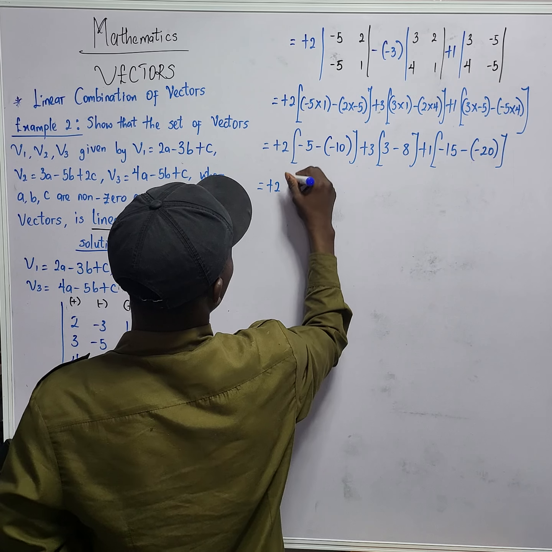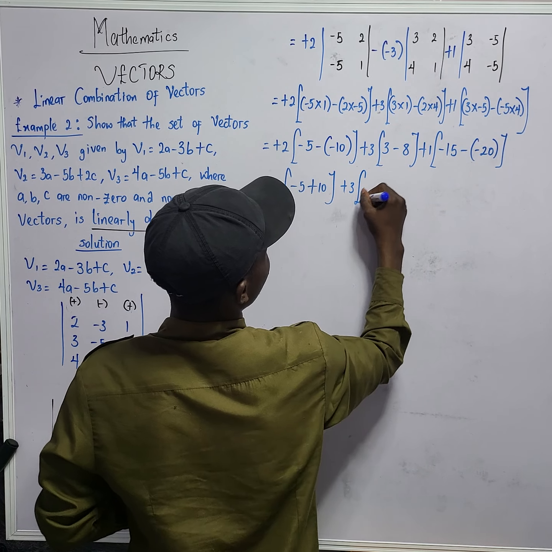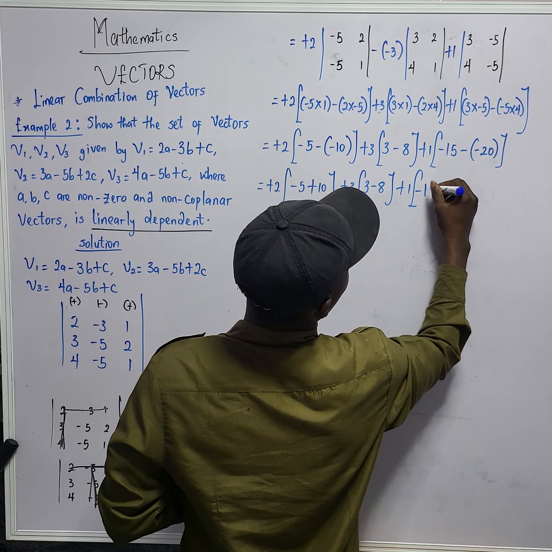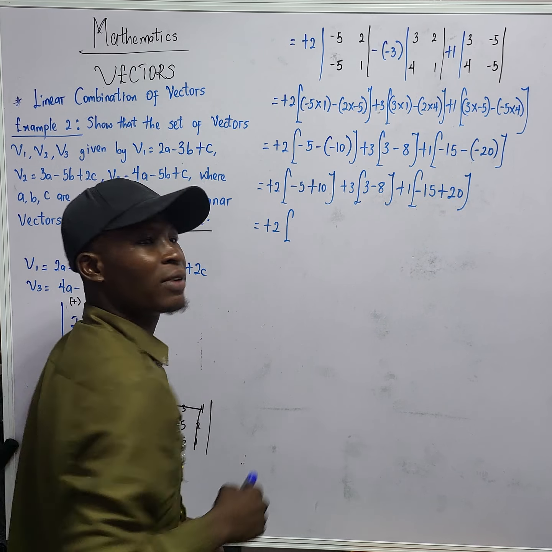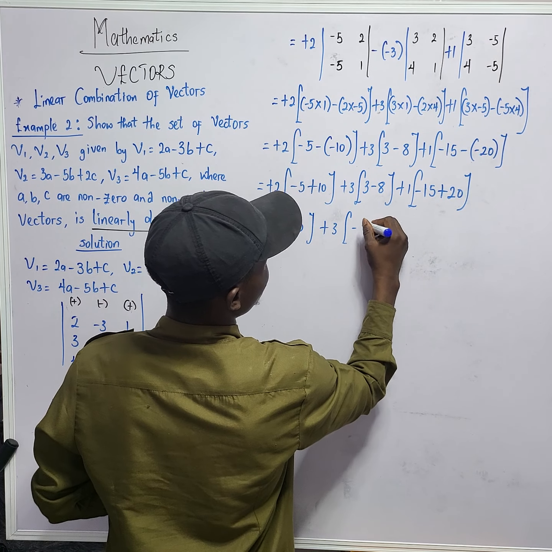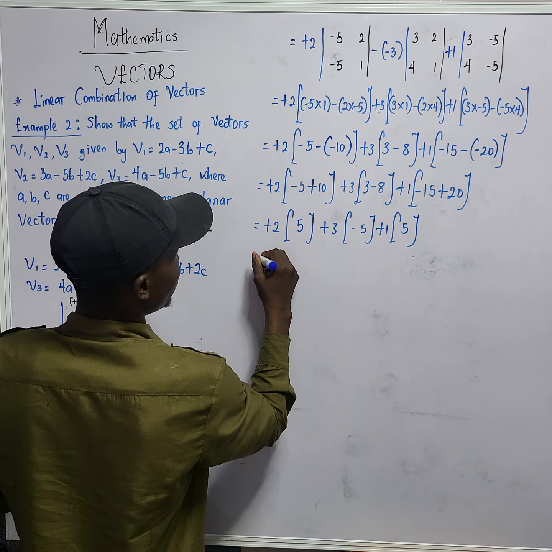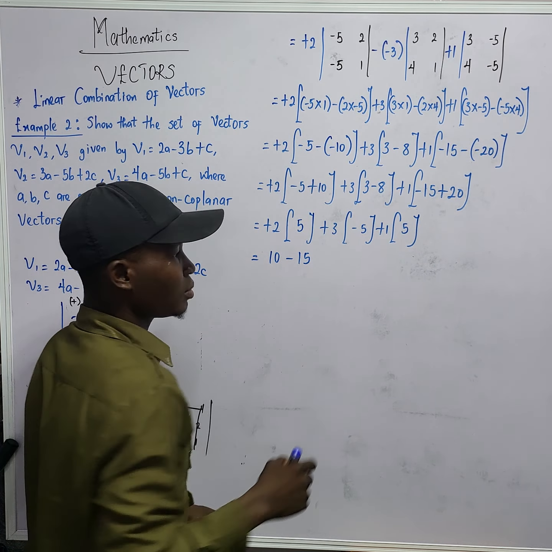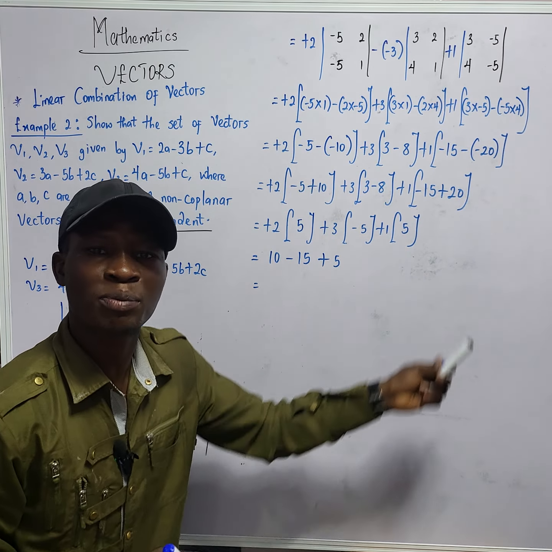So that will give us plus 2 into bracket, minus 5, minus times minus gives plus 10. Then plus 3 into bracket, 3 minus 8. Then plus 1 into bracket, minus 15, minus times minus gives plus 20. So plus 2 into bracket: minus 5 plus 10 gives 5. Then plus 3 into bracket: 3 minus 8 gives minus 5. Then plus 1 into bracket: minus 15 plus 20 gives 5. So plus 2 times 5 gives 10, 3 times minus 5 gives minus 15, and 1 times 5 gives 5. So 10 minus 15 plus 5, which is minus 5 plus 5, gives 0.